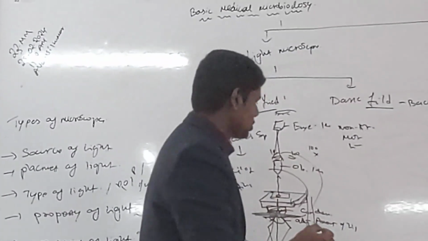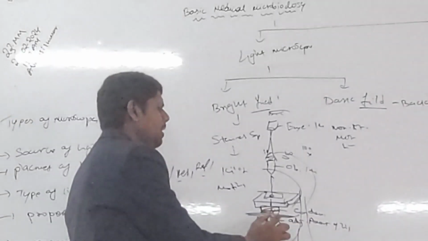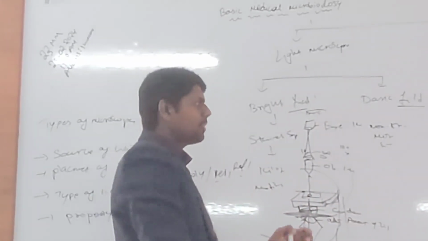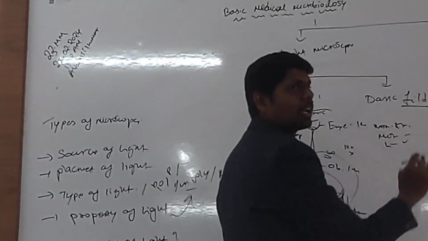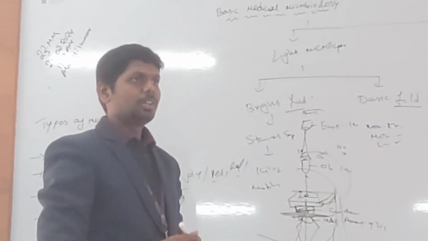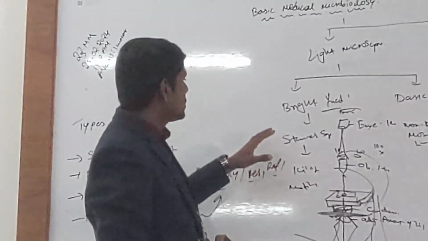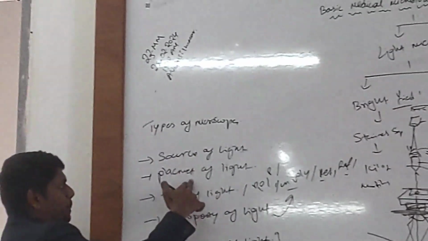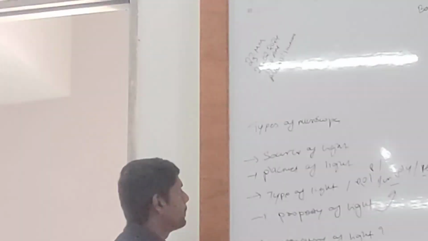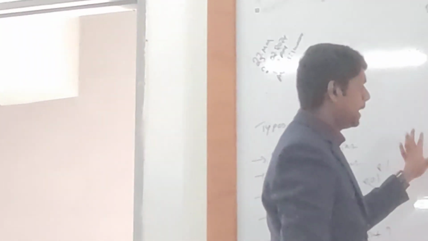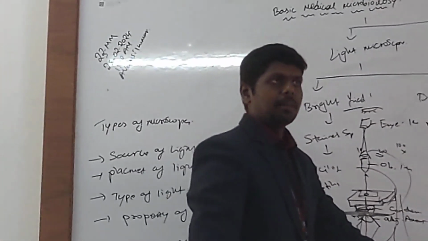In dark field microscope, we are introducing a small film, dark film, in the condenser, so that we are able to see motile and living organisms. That is the purpose of dark field microscope. Is it clear? Yes. So that is where I said the placement of light. We can say not placement of light, that will come later. So up to here is clear, right?